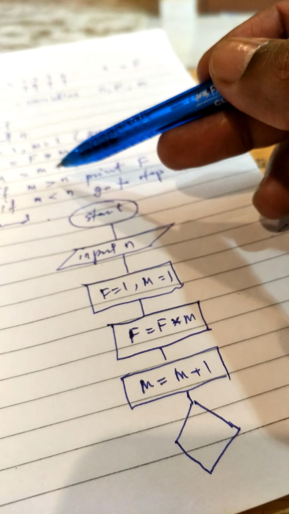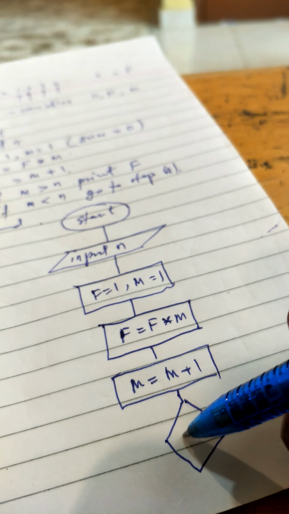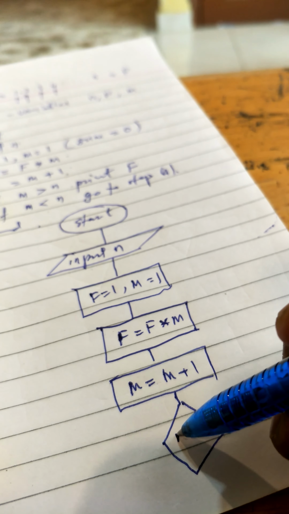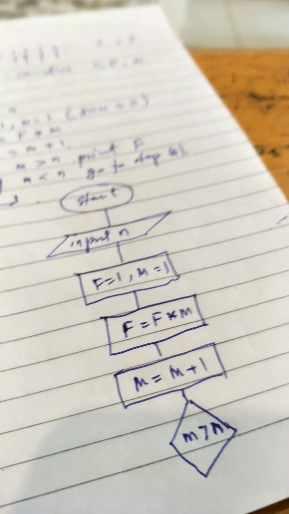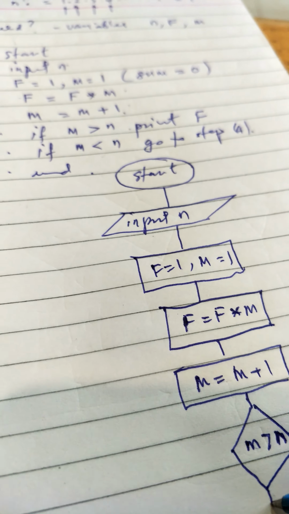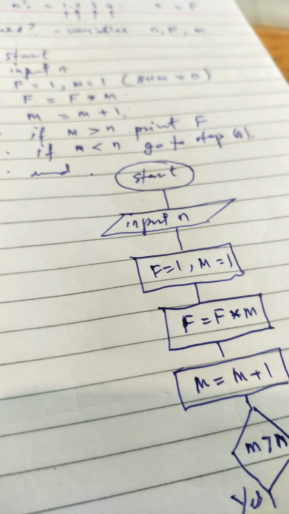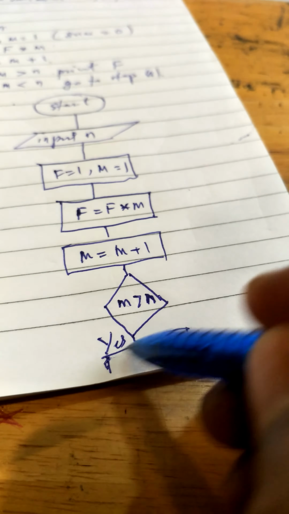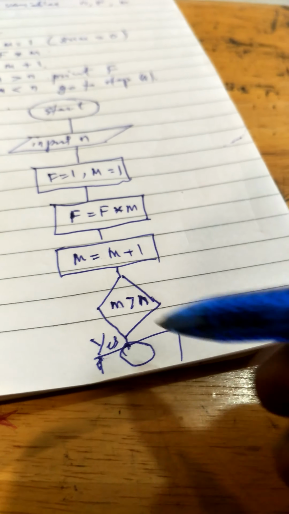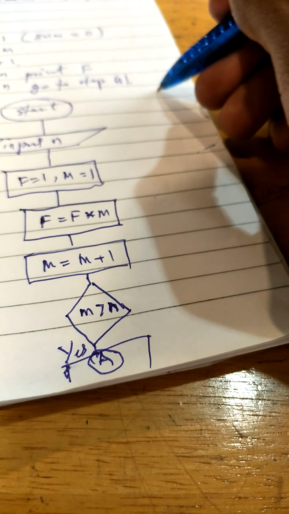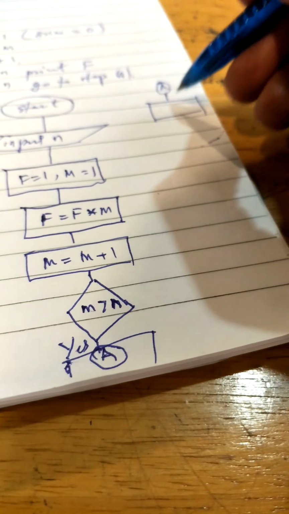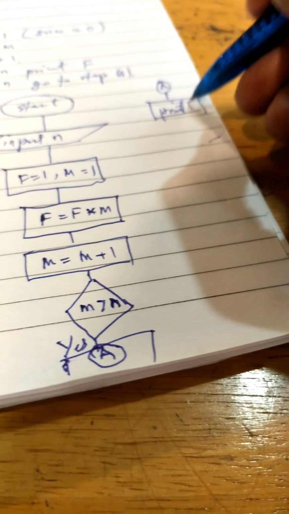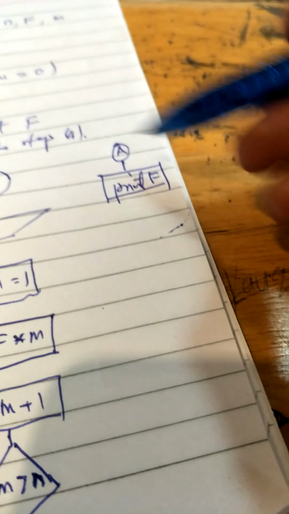Okay, if m greater than n, okay, if yes, we print. I put it here, I don't have space. Let's continue up there. Let's call this A. Here, I continue here. This is A. Then we print F as an output. Then we end the process.